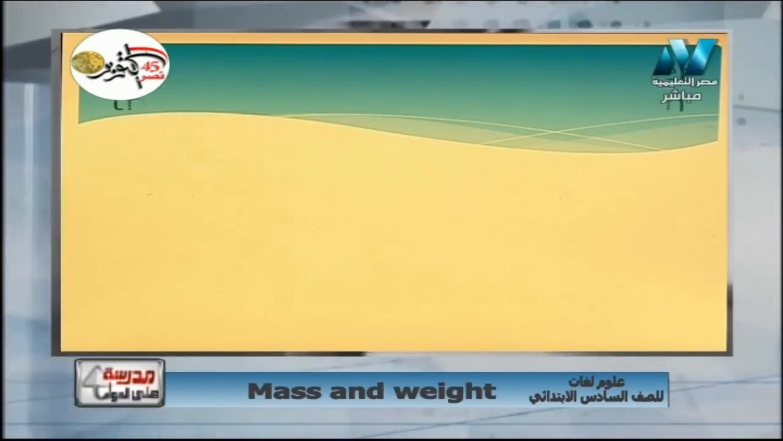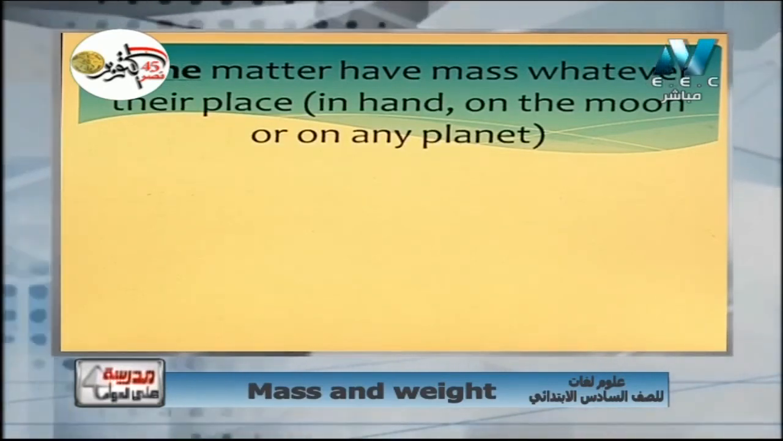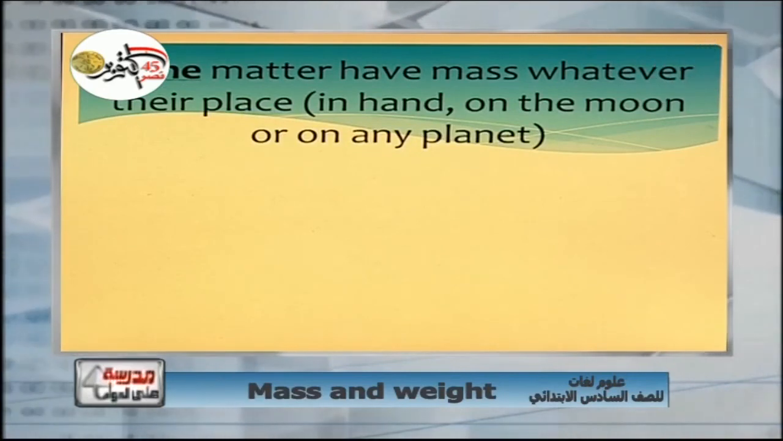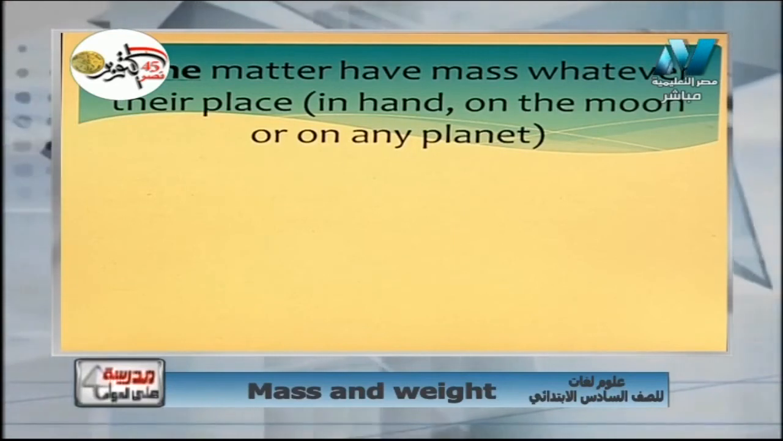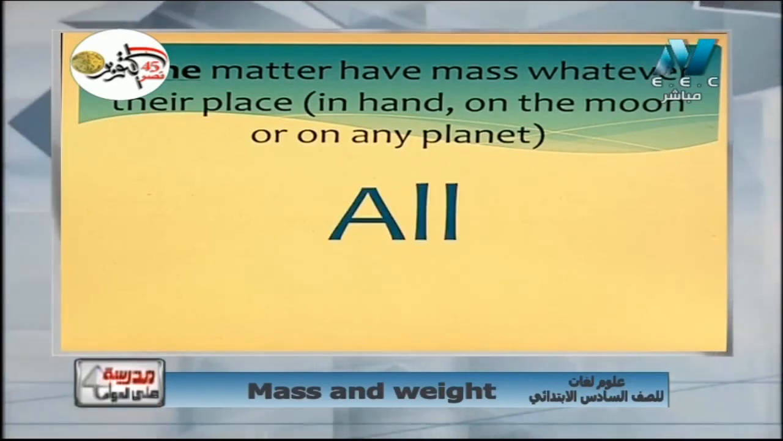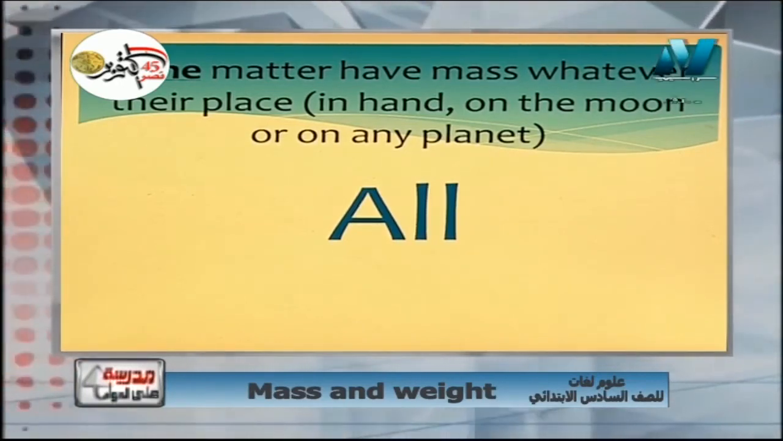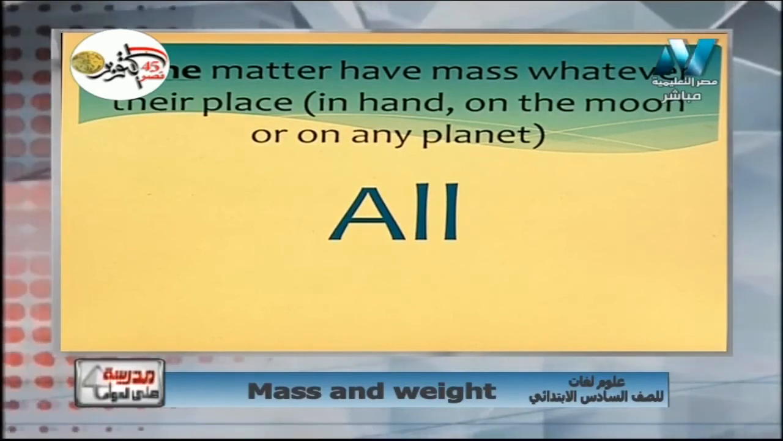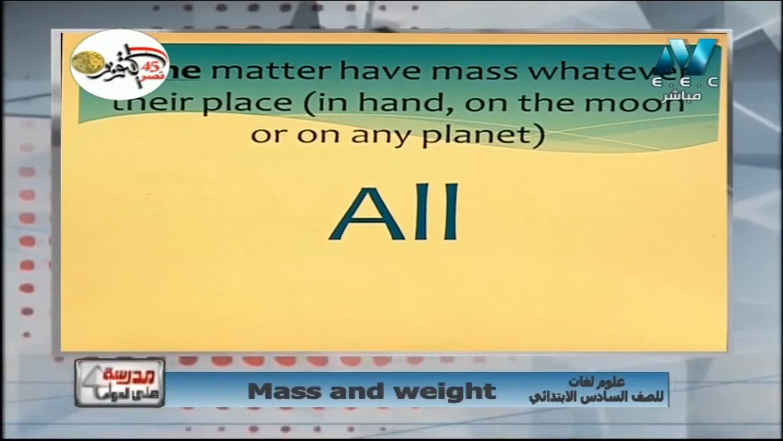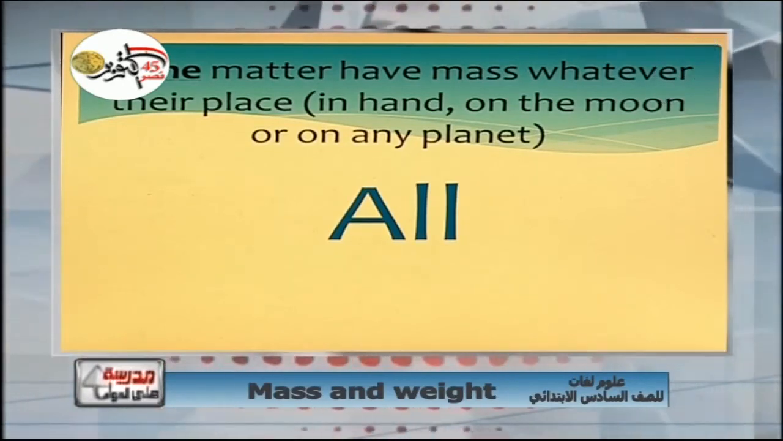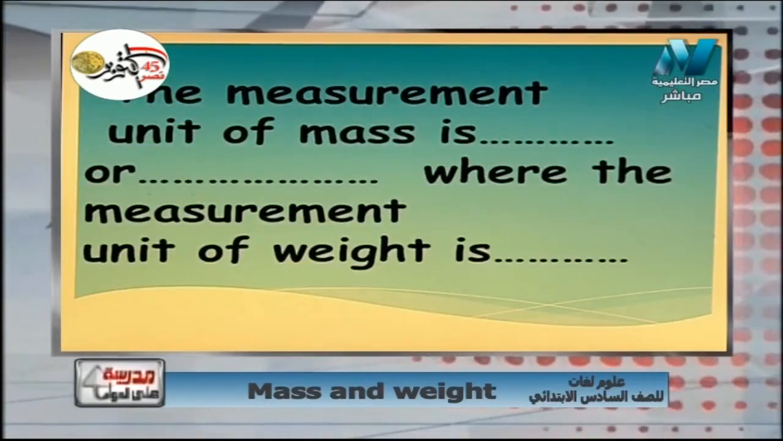Another question. Some matters have mass whatever their place, in hand, on the moon or on any planet. Only some matter has mass regardless of its place? No, we said that all matters have mass whatever their place, whatever their physical state, solid or liquid or gas. So all matter, wherever it is and whatever its physical state, has mass. Mass can be considered a physical property of all materials in the world.